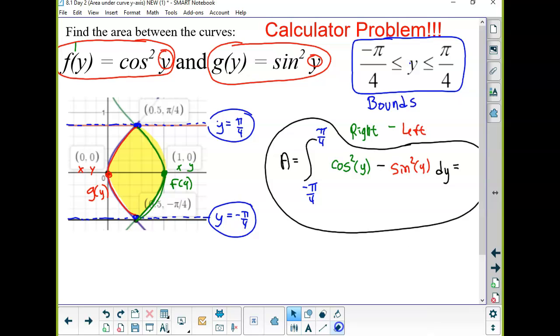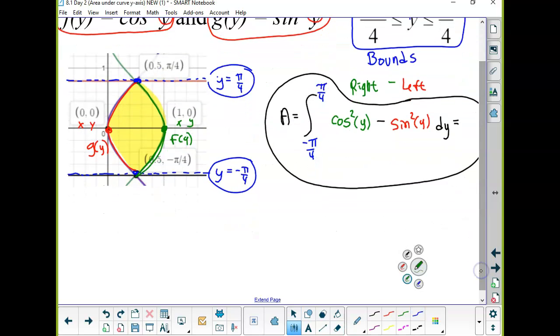So that's what it should look like. Your lowest bound is the y value at negative pi over 4. Your highest bound, your upper bound, is the positive pi over 4. And then you take your right bound minus your left bound. The only thing you might have to be careful with is when you enter the squared into your calculator.